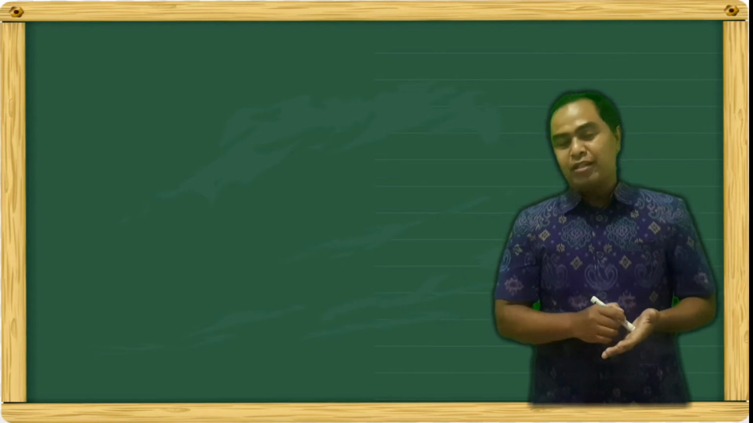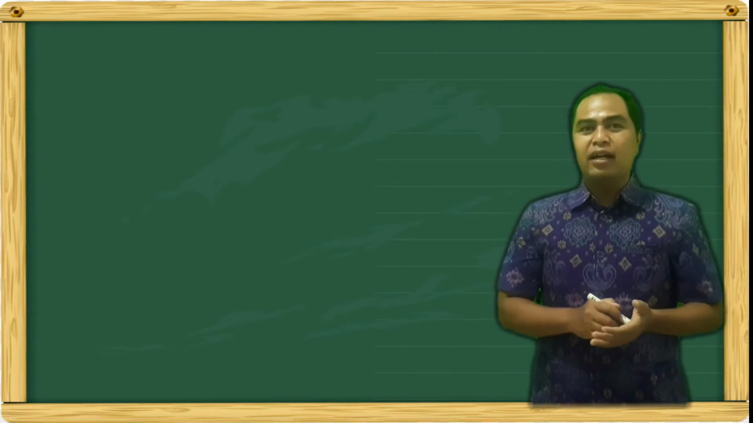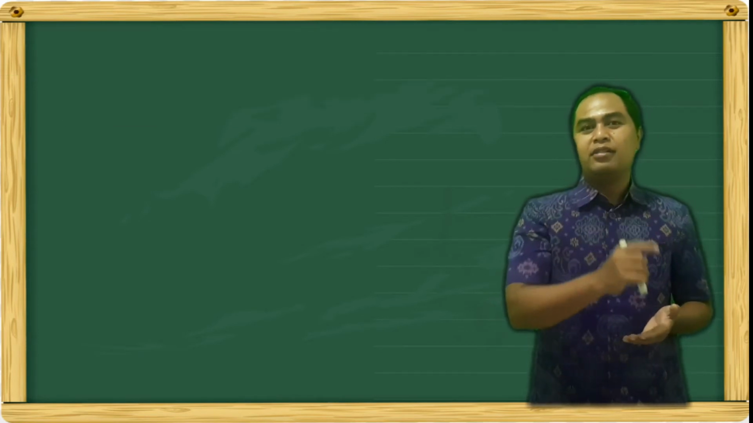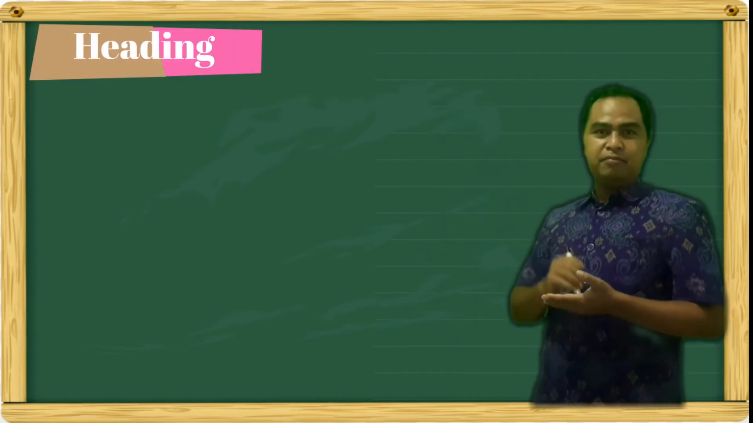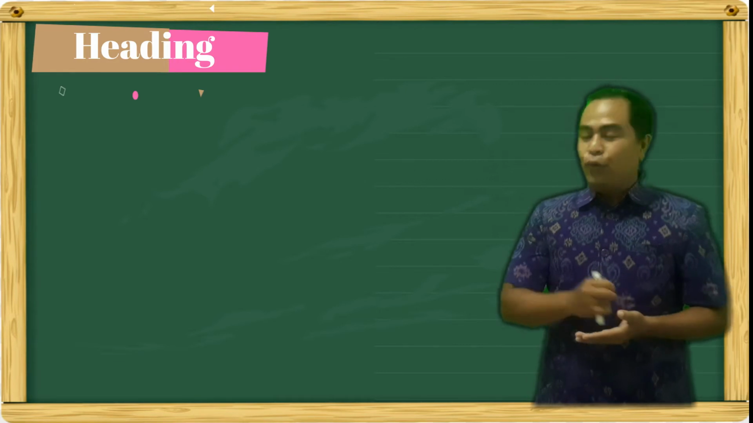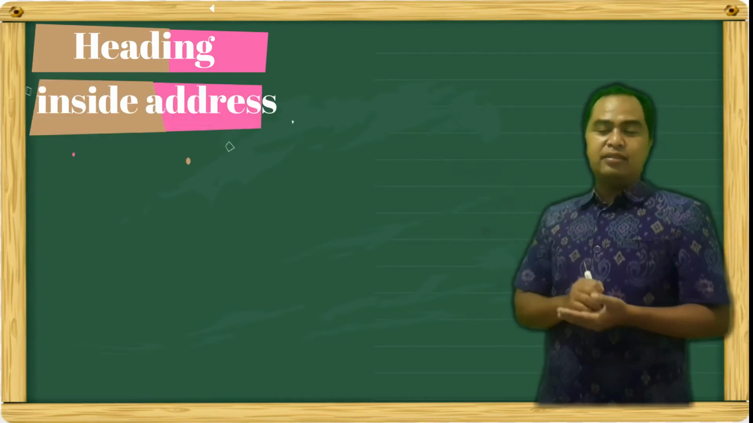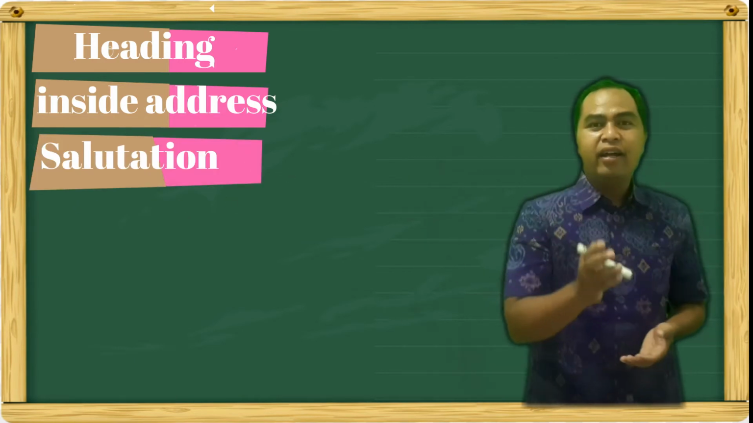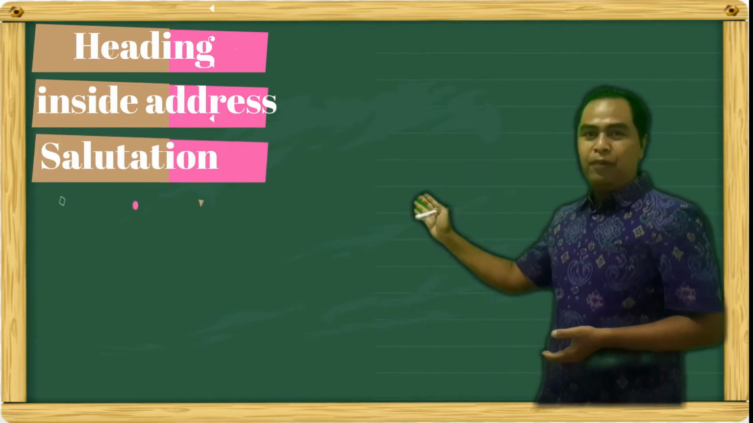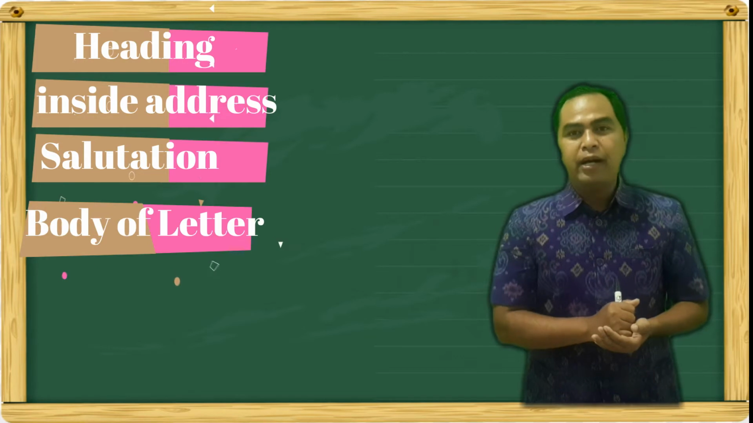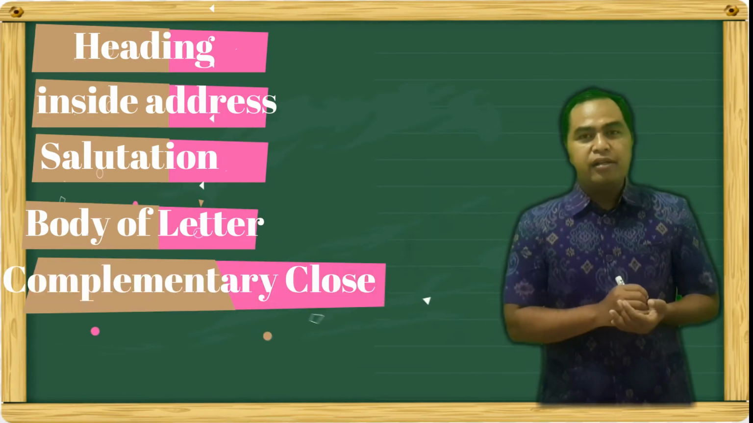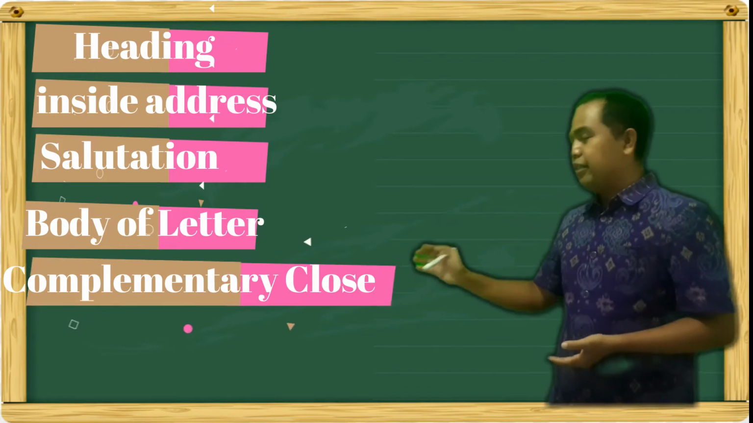Before we start writing, we will discuss the parts of an application letter. First, we have the heading. Second, the inside address. Third, the salutation. And then the body of the letter, followed by the complimentary close. And the last, don't forget your signature.